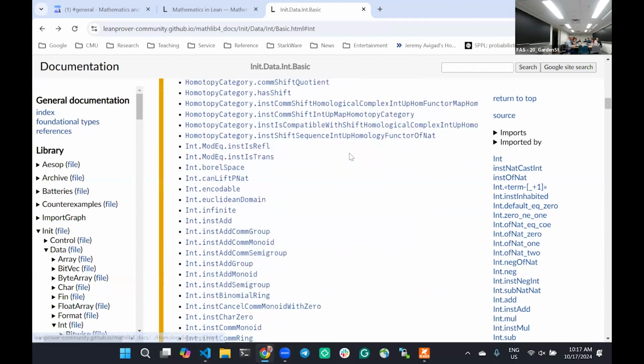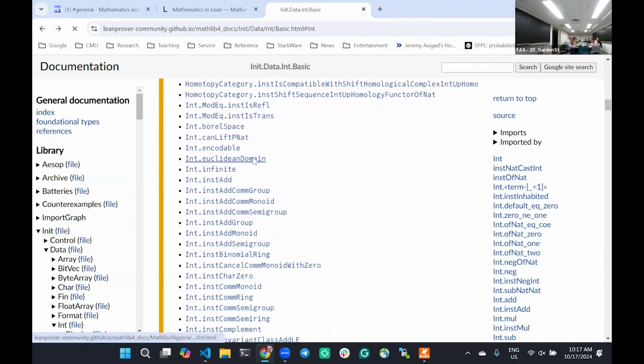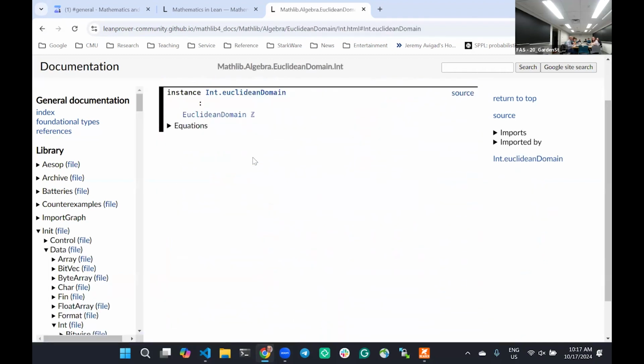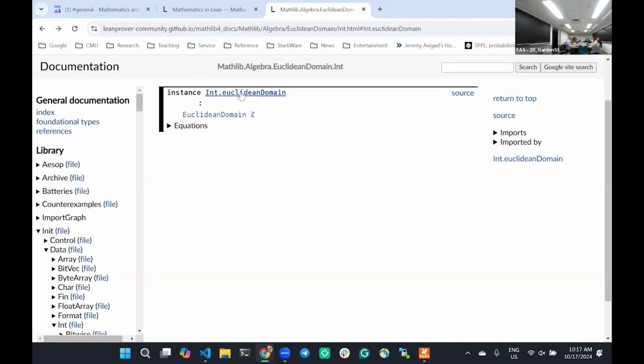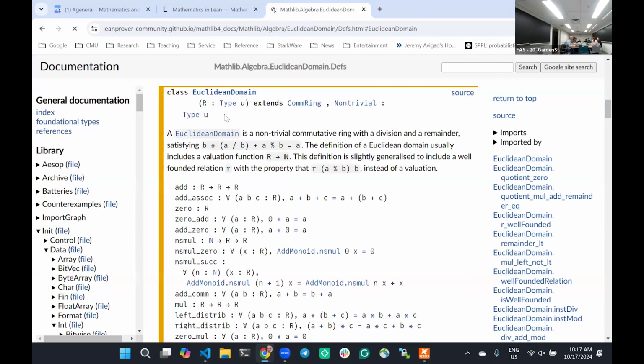Yeah, let's see if we can find a more interesting one. Well, there's Euclidean domain. That's a more familiar one. So how does one think about that? Oh, one or more equations are not rendered due to their size. What's going on there? Okay. So Euclidean domain. Oh, this is just the declaration of the instance, that the integers are an instance of a Euclidean domain. Right? And if you want to see what a Euclidean domain is, that's there.